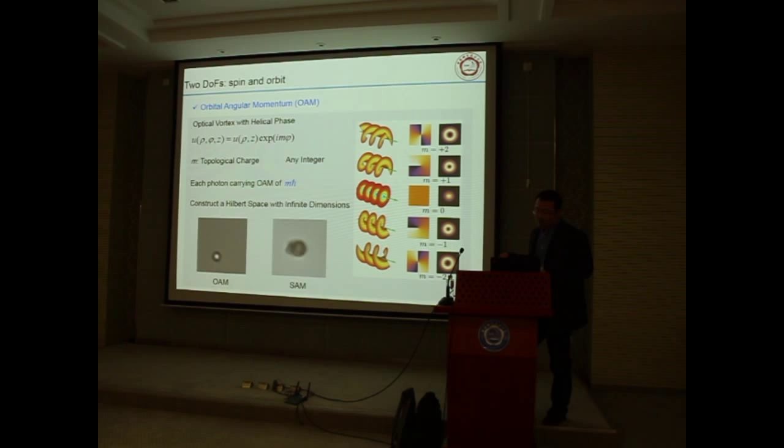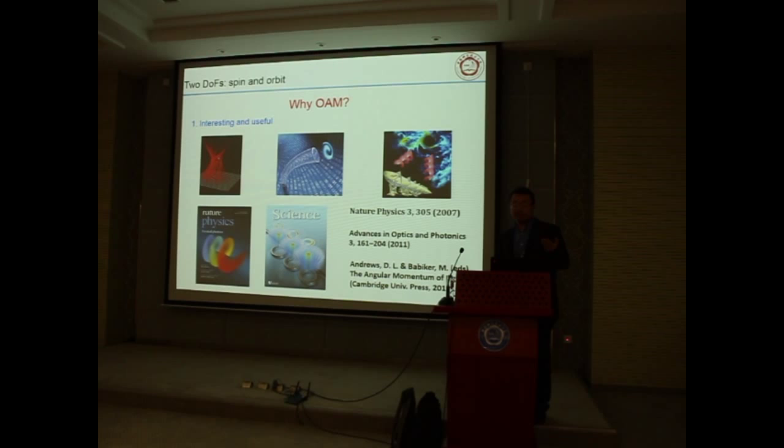How to know OAM? OAM can be transferred to micro particles and make them undergo orbital rotation, and SAM makes them undergo spin rotation. One question may be asked: why OAM? Because first, OAM is interesting and useful. It is used in many scientific realms, such as optical manipulation, optical communication and astronomy. And there are some very useful review papers and books for OAM.